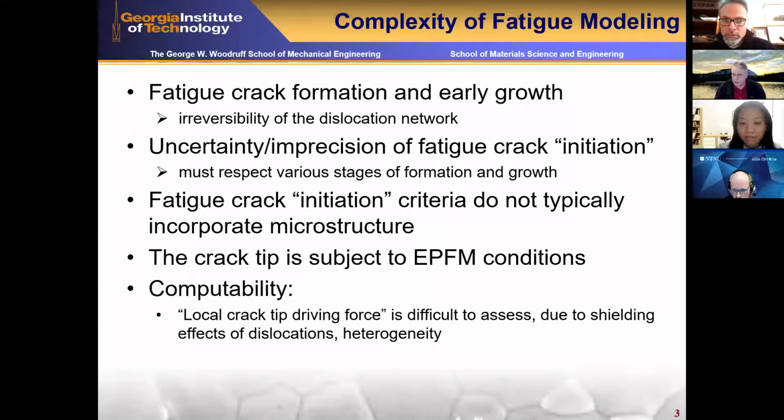Classical initiation criteria, Basquin's law, Coffin-Manson law, they typically don't incorporate microstructure. Rather, the role of microstructure is reflected through the law parameters.